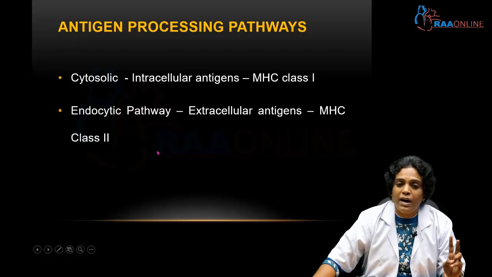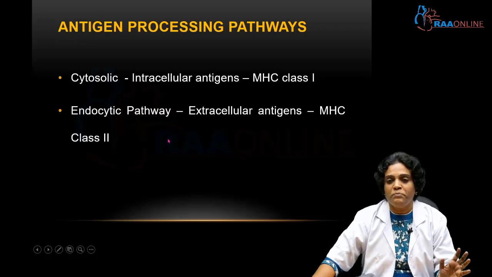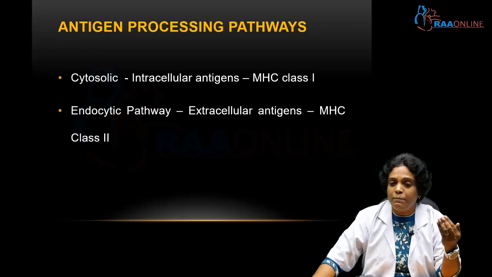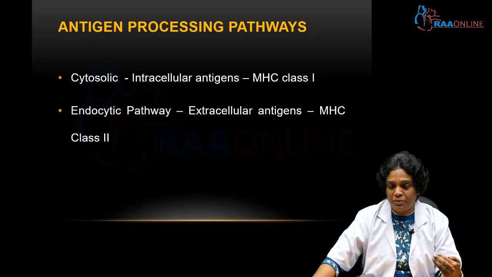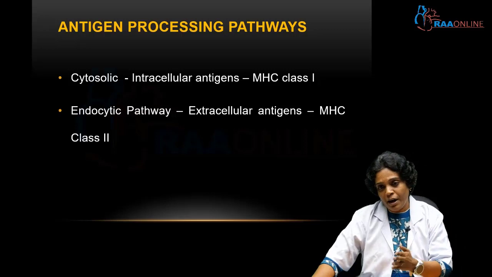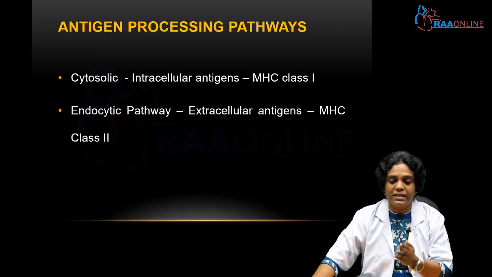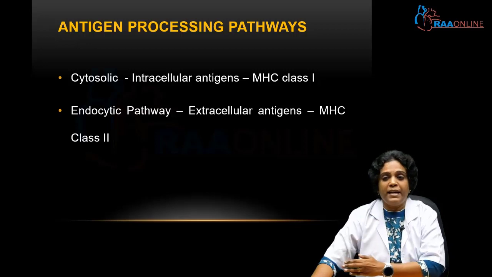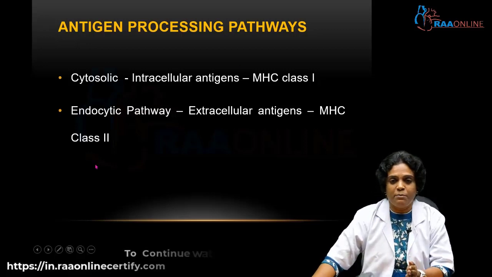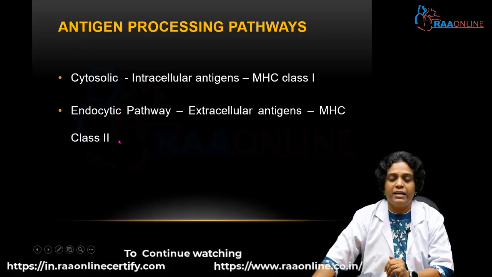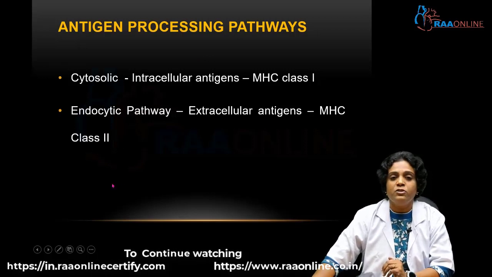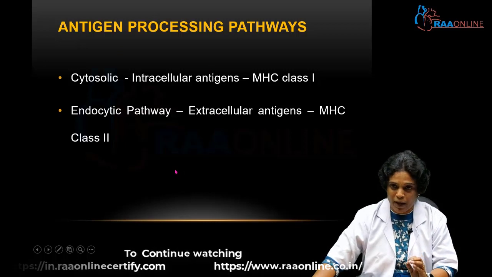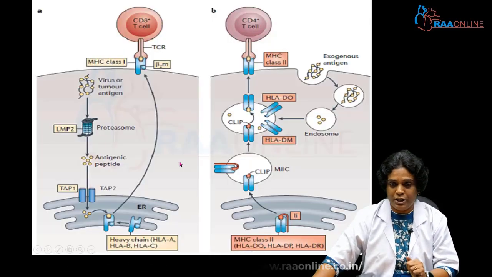And now the second one is the endocytic pathway. Here the extracellular antigens will be engulfed by the antigen presenting cell, broken down into antigenic peptides containing specific epitopes, and presented along with class II MHC molecule, which in turn is recognized by a helper T cell. So these are the two antigen processing pathways that happen in the immune response.